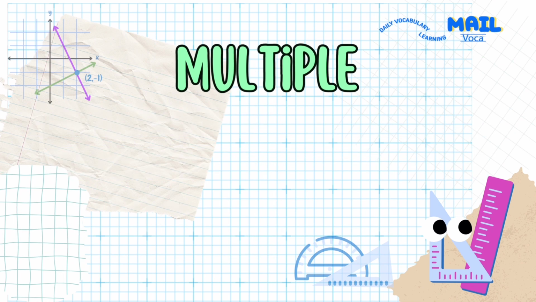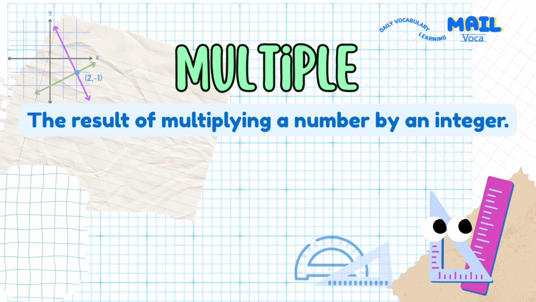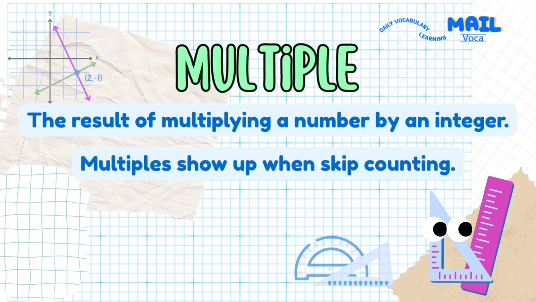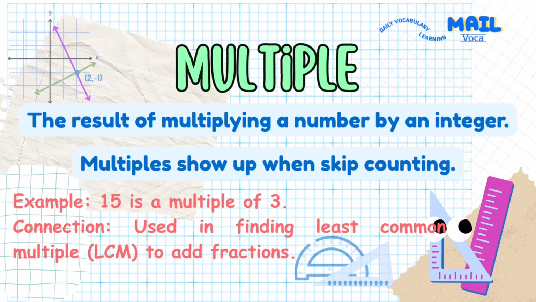Multiple. The result of multiplying a number by an integer. Multiples show up when skip counting. Example, 15 is a multiple of 3. Connection, used in finding least common multiple, LCM, to add fractions.